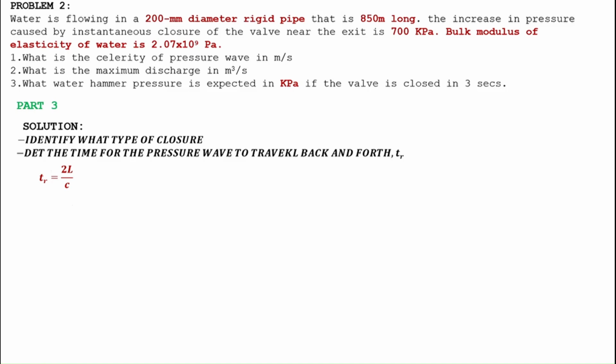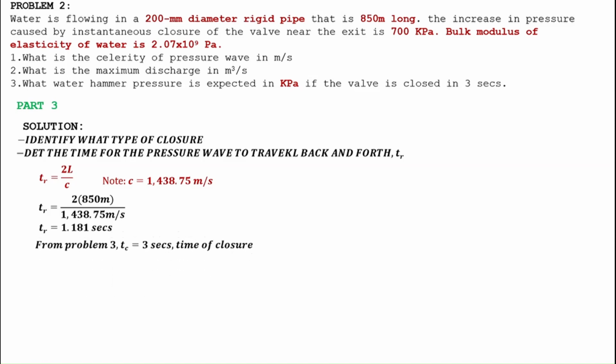TR is equal to twice the length all over the celerity. Substituting values, we get TR is equal to 2 times 850 meters over 438.75 meters per second. TR therefore is equal to 1.181 seconds. As you can notice, the time it takes for the wave to travel back and forth is faster than the closing of the valve. Therefore the closure is slower. The type of closure for this situation is a slow closure.